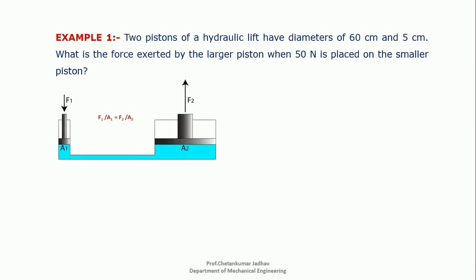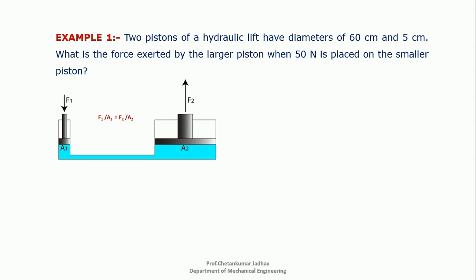Let me solve one problem on Pascal's law so that we can prove that we can convert a minimum input force into maximum output force. Two pistons of a hydraulic lift have diameters of 60 cm and 5 cm. Then what is the force exerted by the larger piston when 50 Newton is placed on the smaller piston?